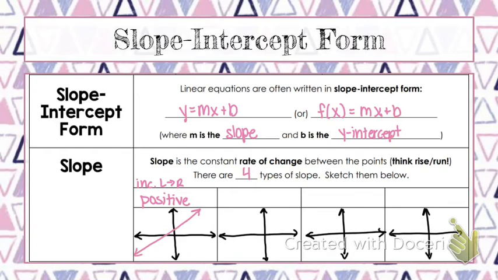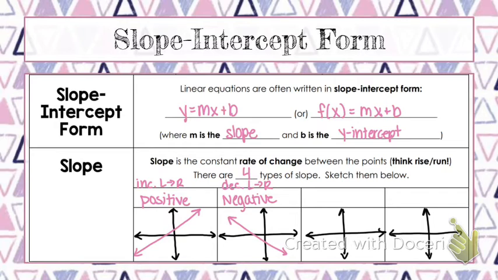The next type of slope is a negative slope. And a negative slope is decreasing from left to right. So a negative slope might look like this.